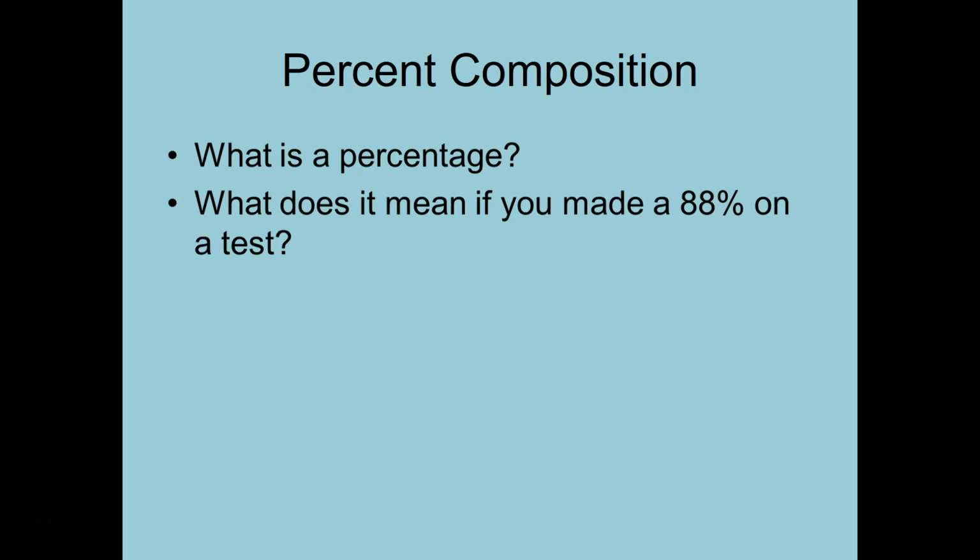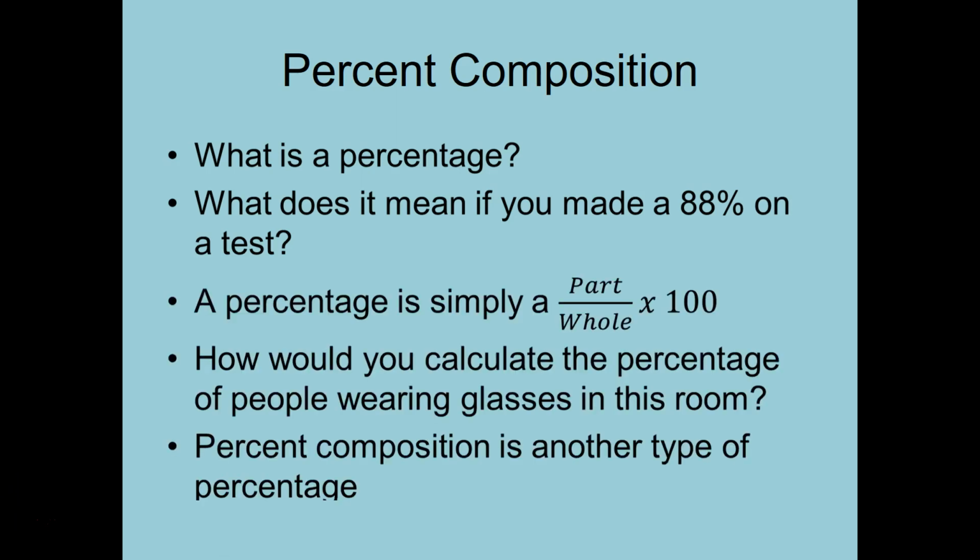If the test had 50 questions, that would mean you had 44 correct. It is telling you how much of the total you got correct. And that's what a percentage is. It's telling you how much of the total something is. A percentage is simply a part of a whole. Part divided by whole times 100.